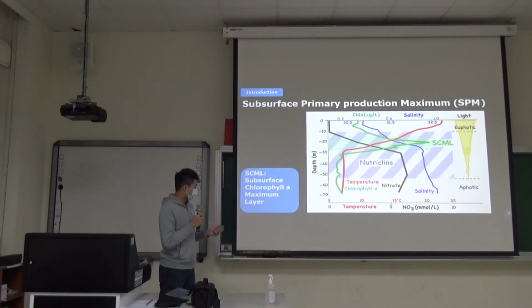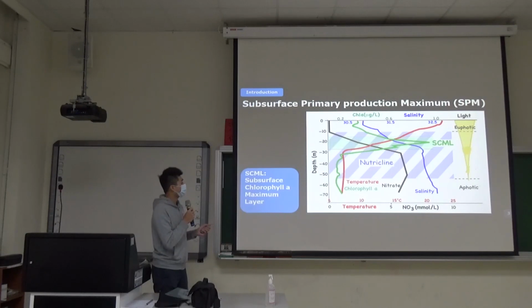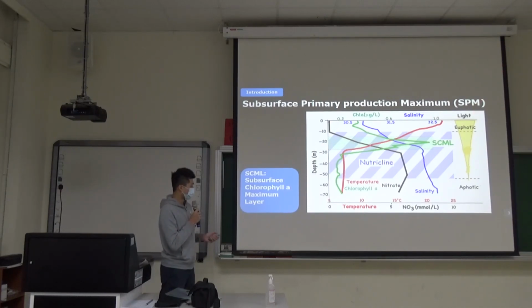Look at this plot, just see the green line. The green line on the X axis is the growth rate, and the Y axis is the depth. And this is a very obvious maximum. In this part, they call it the subsurface growth rate maximum layer, but it is very similar to the SPM.